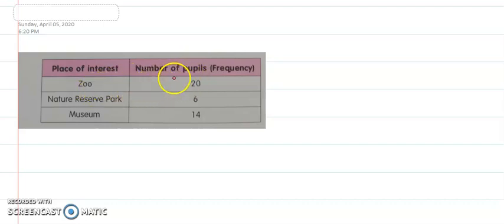We can see the information is saying 20 students visited the zoo. This is one way of representing it. There is another way to represent it. This number 20 is the frequency. It means I can say the frequency of the students visiting the zoo is 20.